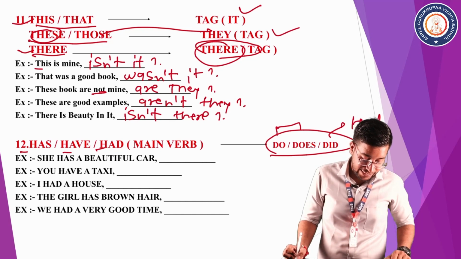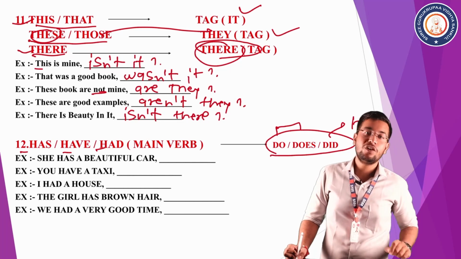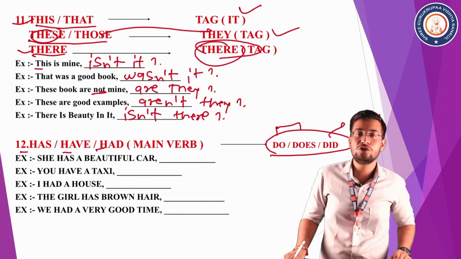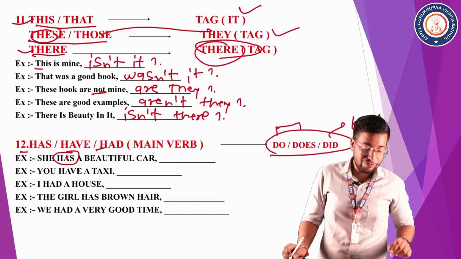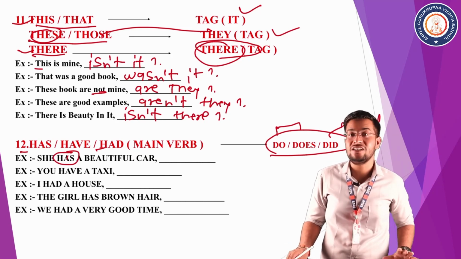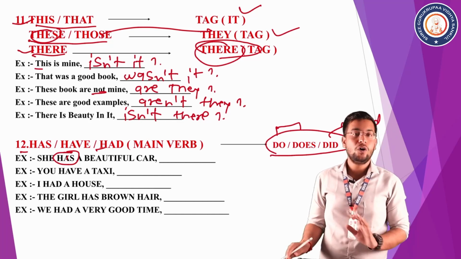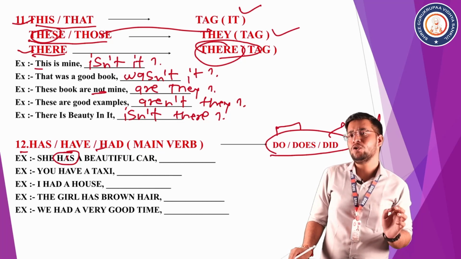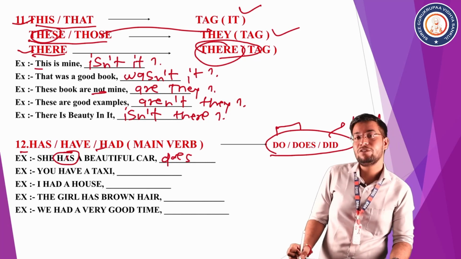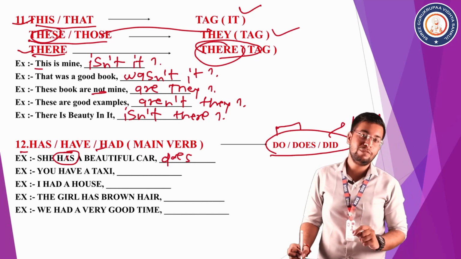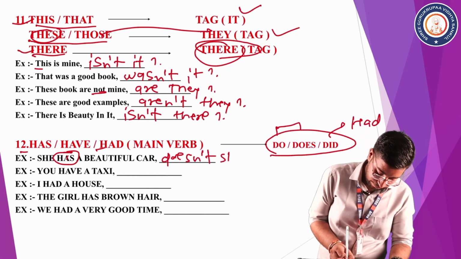So, she has a beautiful car. If you look at this example, there is no additional main verb used, so has is used as a main verb. So if it is has, we can't write hasn't. We have to write either do or does. So what will be used here? Do or does? It will be does, and because the statement is affirmative, our tag will become negative. So it will be doesn't she.